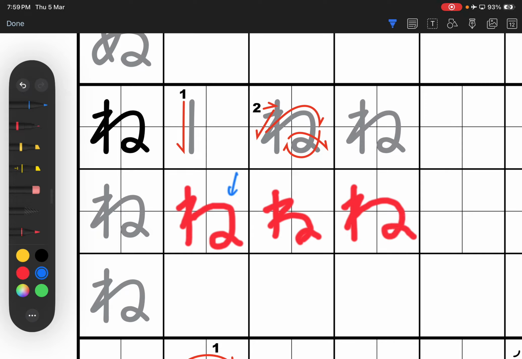Don't be stingy about the width. Write it wider. Don't be too stingy about the width. It's just a bit more pen ink.